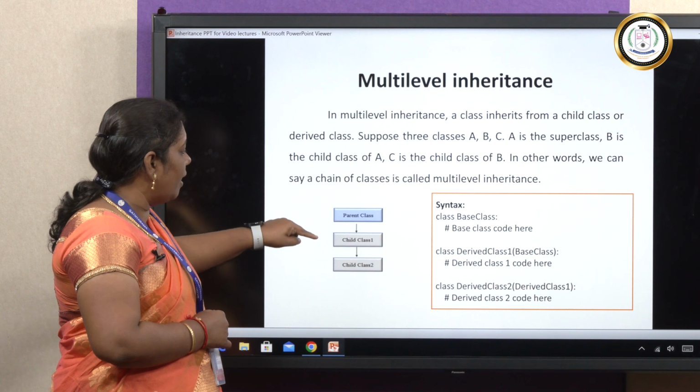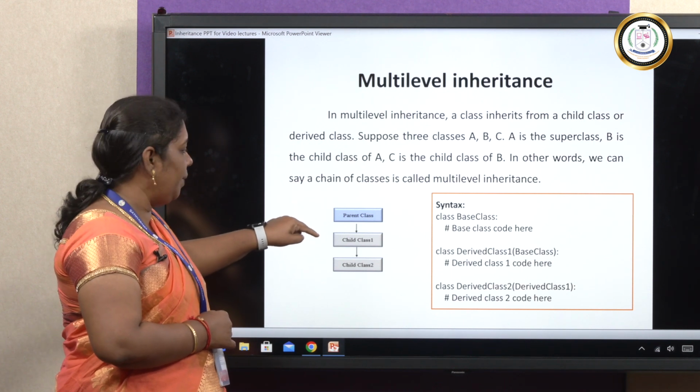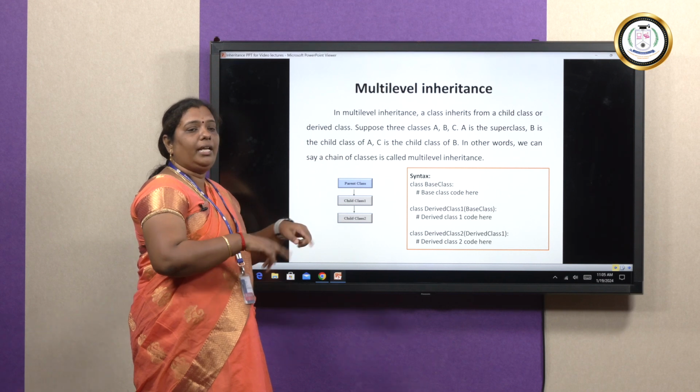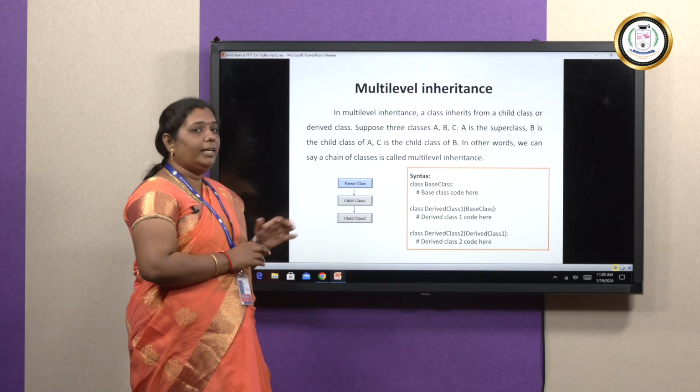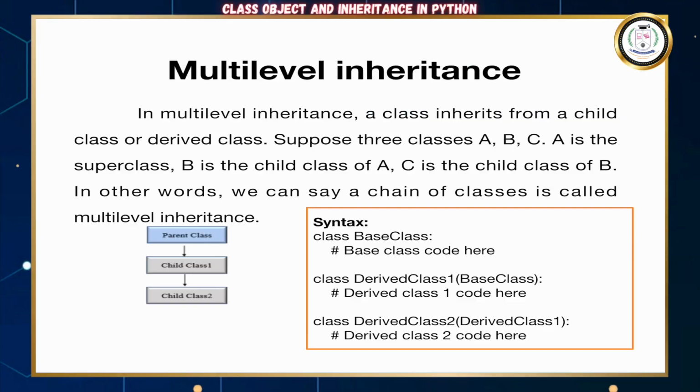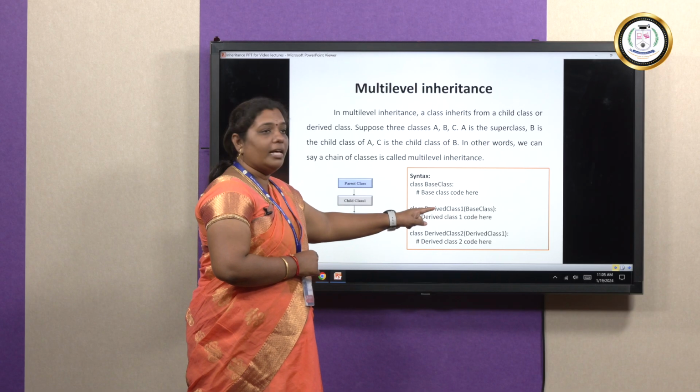So A is the parent of child class 1, B, and B is the parent of child class 2, C. This chaining process is called multi-level inheritance. This is the syntax for that. First one is the parent class. Second one is the derived class 1, which is the child of the base class, the parent class. And the next one is derived class 2, which is the child of derived class 1.